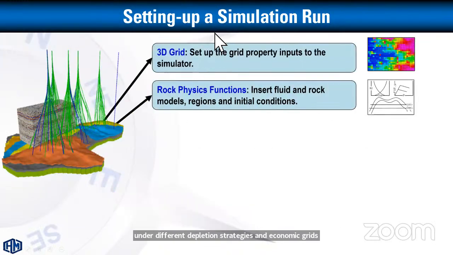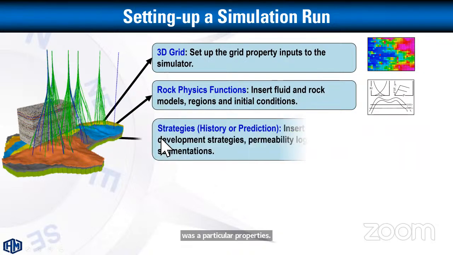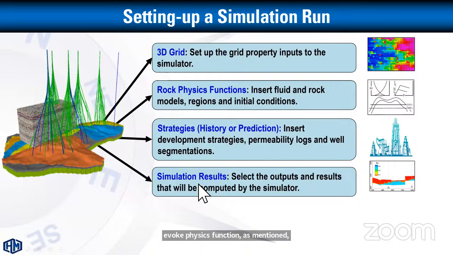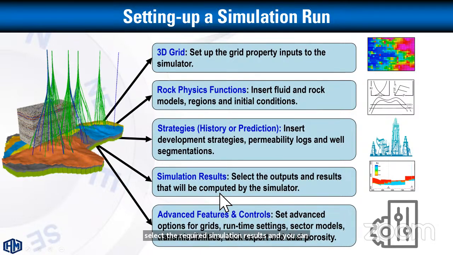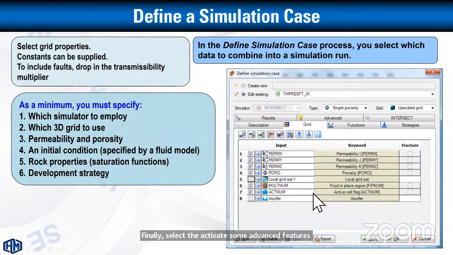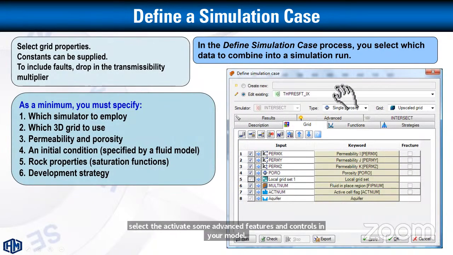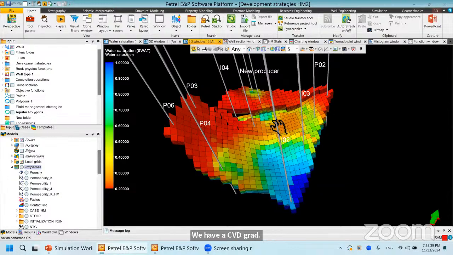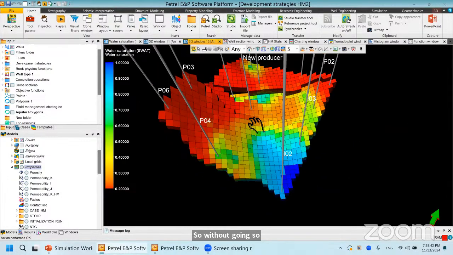So for the simulation run, we have to define a 3D grid with particular properties, and rock physics functions. As mentioned, the development strategy may be history or prediction. Then select the required simulation results, and you can finally select or activate some advanced features and controls in your model. Let's check on this model. As you can see, we have a 3D grid.